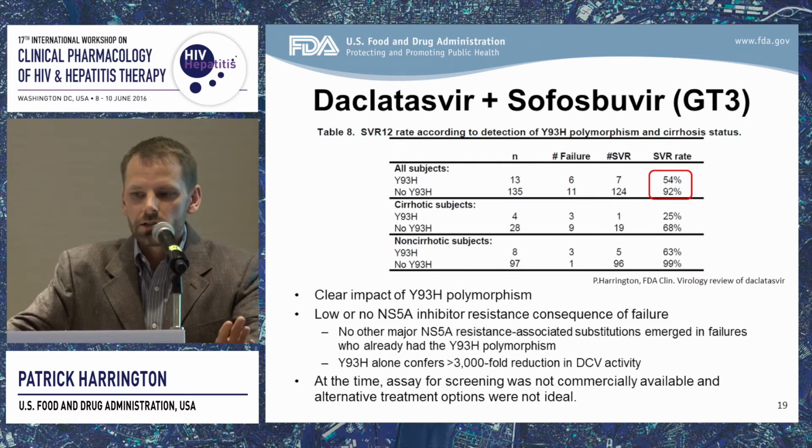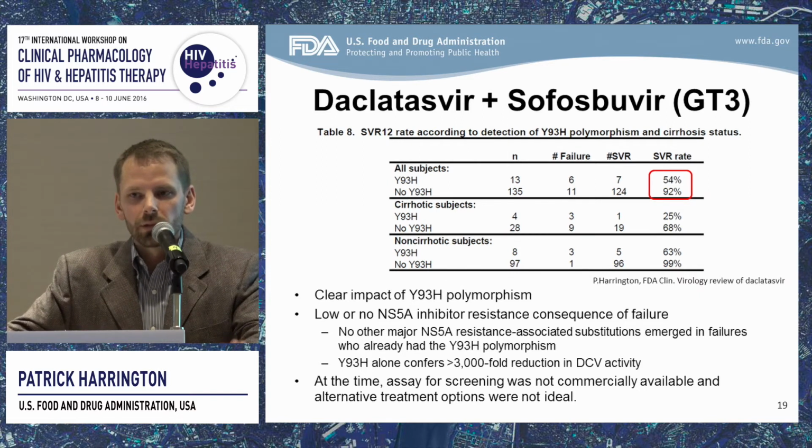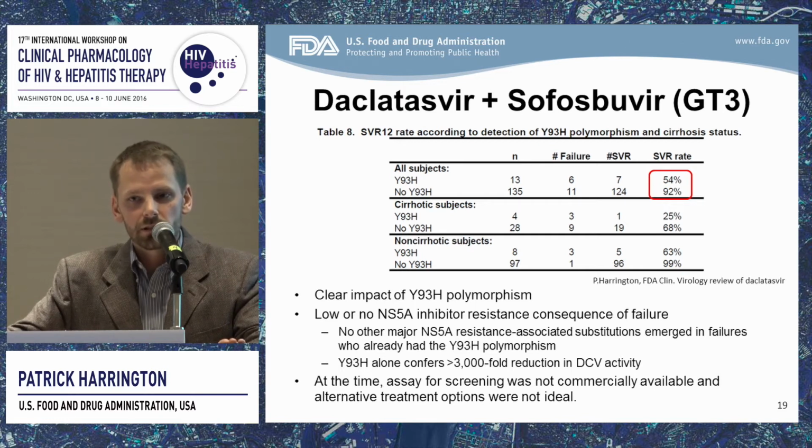Now, we had a challenging regulatory decision to make here with this signal regarding the need for screening for this particular polymorphism. And ultimately, the label is silent on a recommendation to screen for this population. There are a number of reasons for that. One of the reasons I already mentioned is the lack of clear resistance consequences of failure. And then also, at the time of initial approval, there was not an assay that was commercially available to even screen for this polymorphism in clinical practice. And even today, the alternative interferon-free treatment options are not ideal for genotype 3 patients with a Y93H polymorphism.